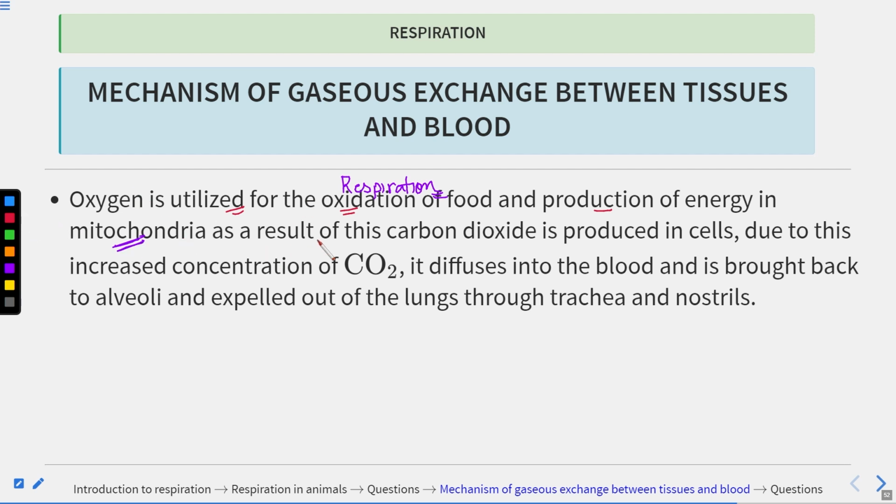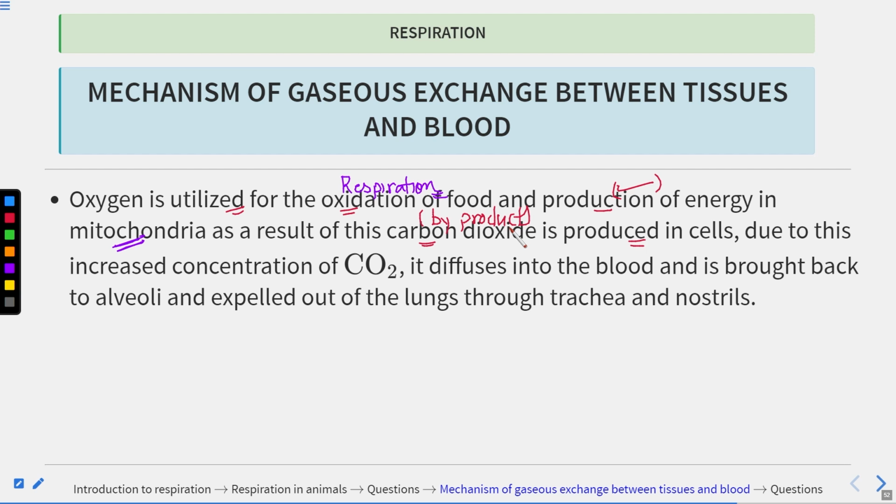Now as a result of this, carbon dioxide is produced within the cells. So the main purpose of respiration, now we know, is the production of energy, and carbon dioxide is also produced as a byproduct. This elimination of carbon dioxide is very important. Otherwise, it can be toxic to human beings. When carbon dioxide combines with hemoglobin, it forms carboxyhemoglobin.